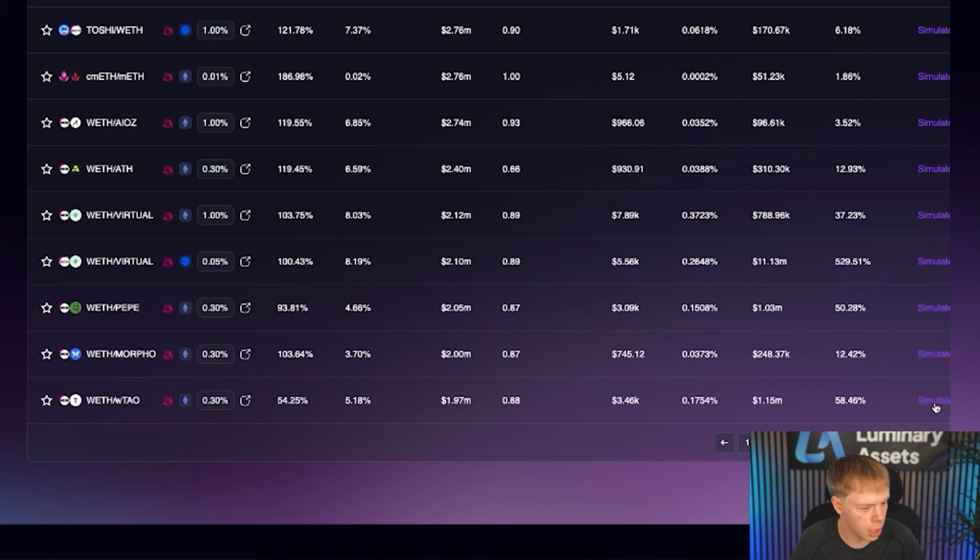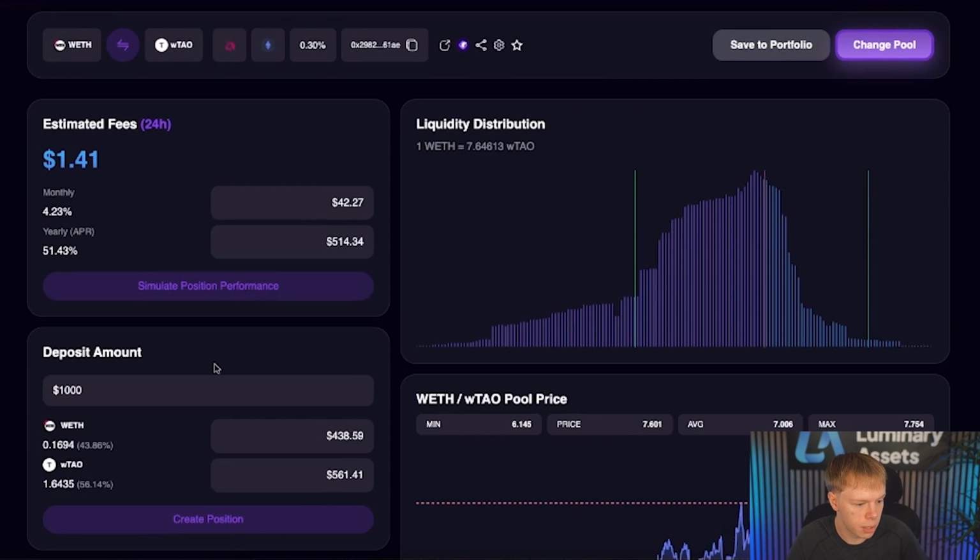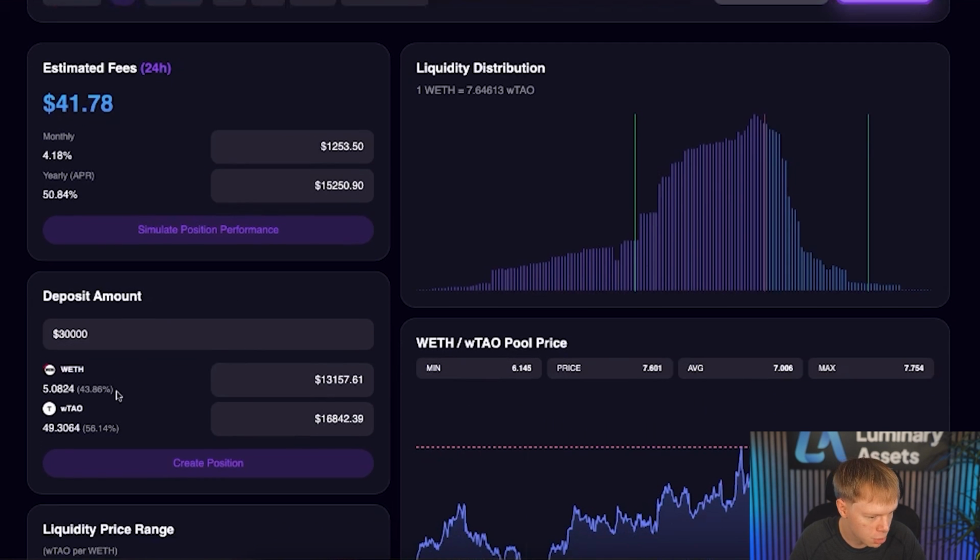So let's just pull up Ethereum to wrap TAO over here on Metrics Finance Simulate, and we can start to crunch the numbers over here. So we could say, hey, what if we're deploying, let's just say $30,000 in this position? It's going to tell us how much of each asset we need.